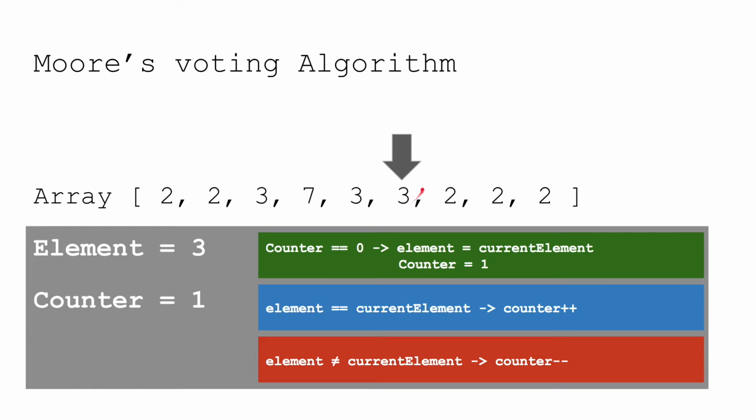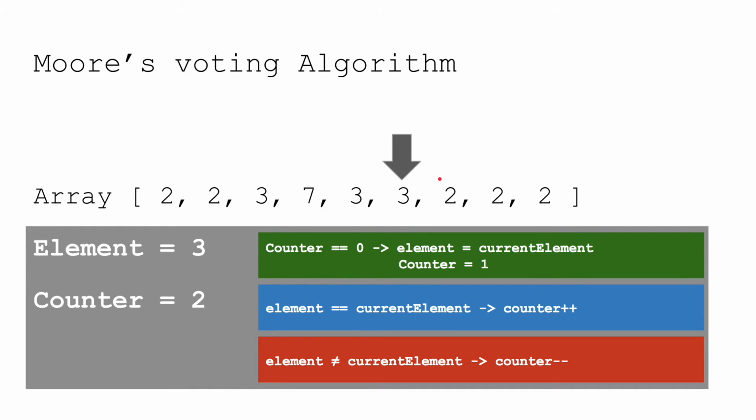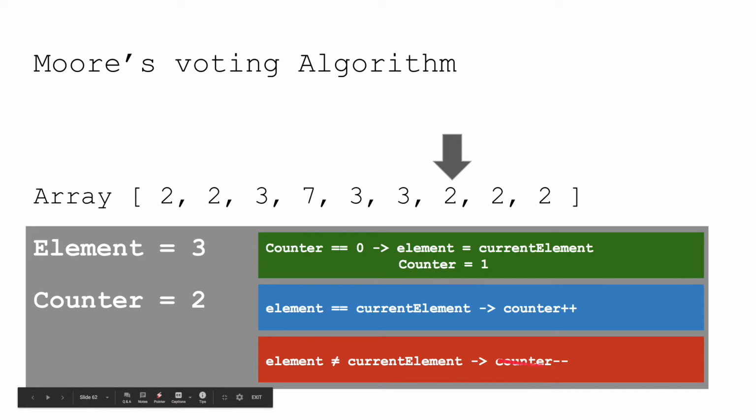Then we'll move to the next element, which is 3, which is equal to this element. That means we simply need to increment the counter. So this counter will become 2. And then we'll move to the next element. Here we'll see if this element matches with this element. It does not match, so we'll simply decrement the counter. So here we will decrement it to 1.